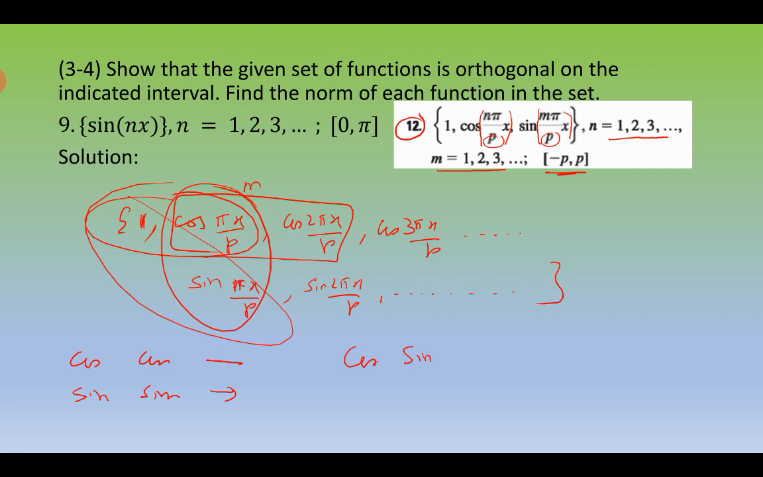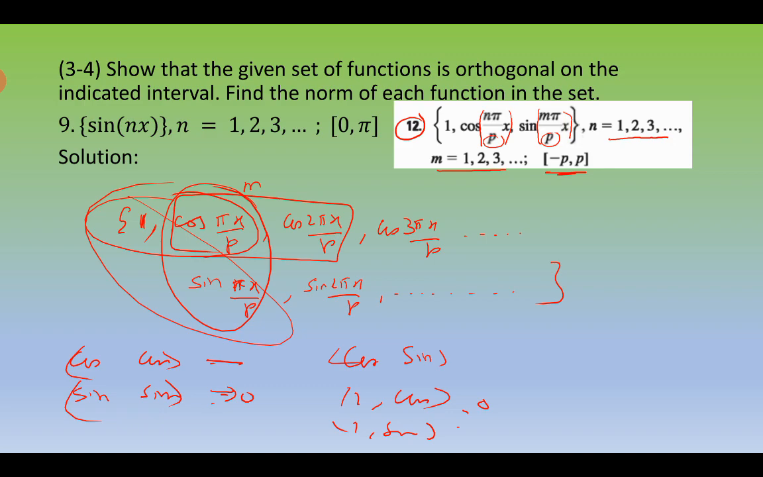Cosine with sine, third case. The product of these should be 0, these two should be 0, these two should be 0. You can take any pair, and finally 1 with the cosine, 1 with the sine. All these inner products are 0. Then you can say you take any 2 elements from the set, the inner product will be 0. That is, any randomly chosen pair satisfies the property of inner product, which is 0.